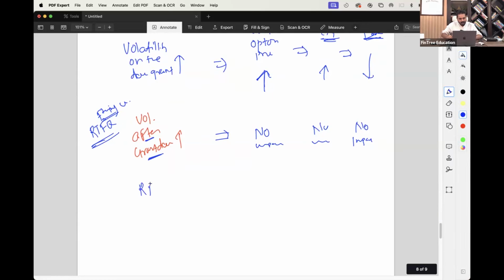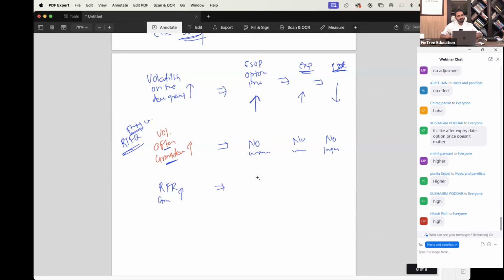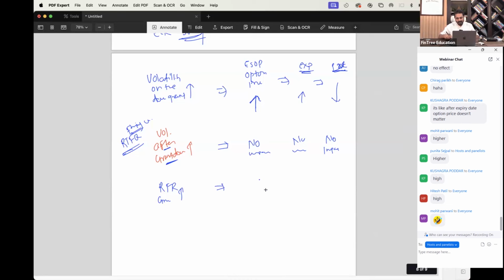What if RFR on grant date is higher? If the risk-free rate on the grant date is higher, then option price is higher. Remember, ESOPs are always call options. ESOPs are not put options. You're not giving put options to employees. That would be weird, right? Imagine if you were to give put options to employees, what would the employee do? They will think of how they can destroy the value of this company while sitting in the company. So if RFR is higher, the option value is higher.